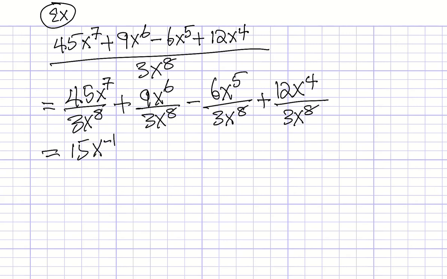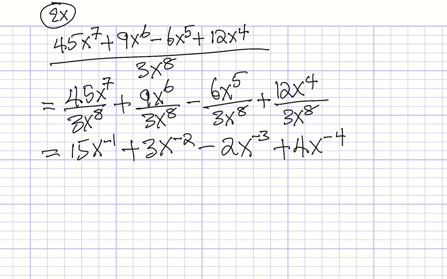Okay, that's 15x to the negative 1. You see that, right? Plus 3x to the negative 1. What is that? No, not negative 1. It's got to be negative 2. And then minus 2x to the negative 3. You see that, right? Plus 4x to the negative 4. You see what is going on?